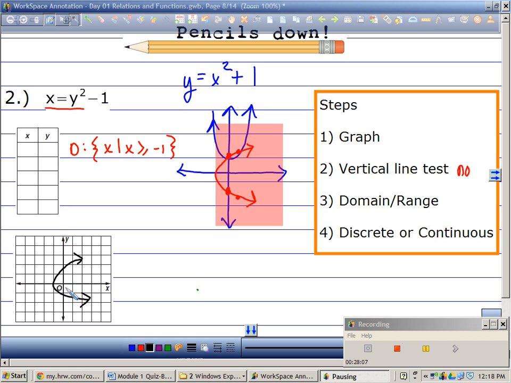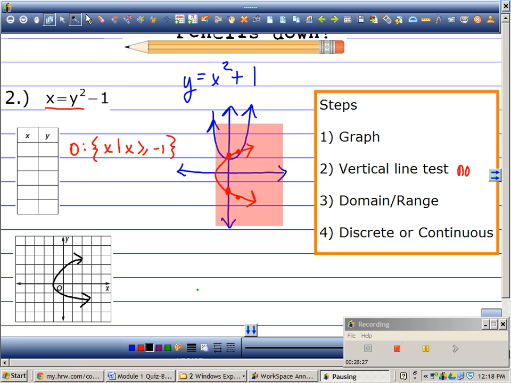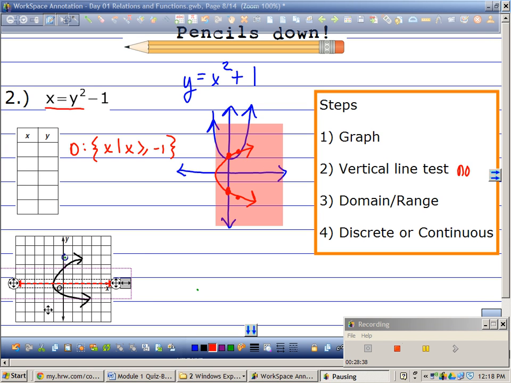Okay, if we're going up the y, does the graph ever intersect with y? I'm going to use a line. When we're here, I'm on the y at 0. Is the graph intersecting it? Yes, it's intersecting it right here, right?